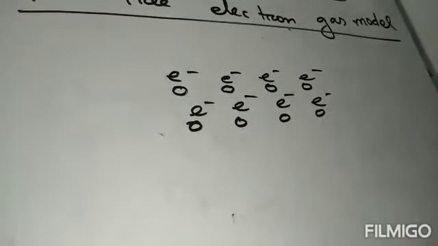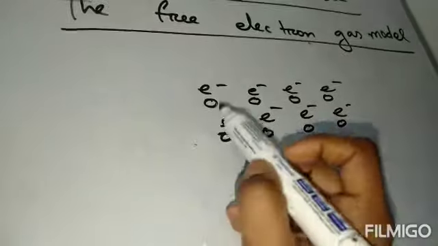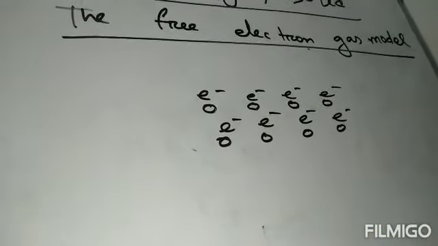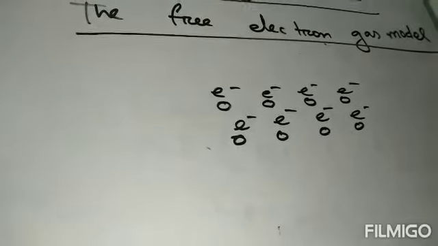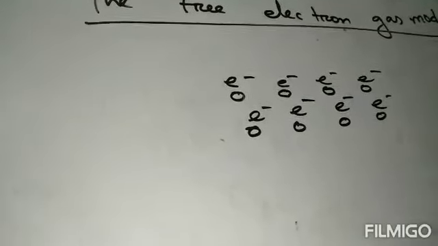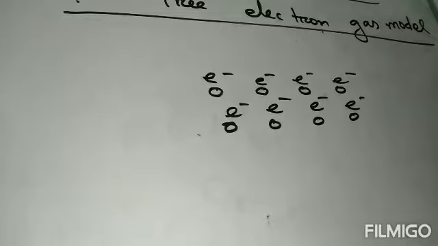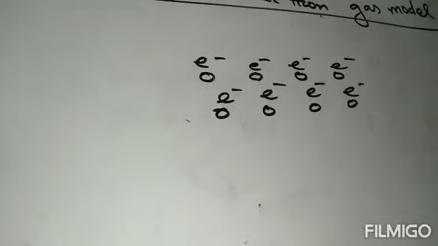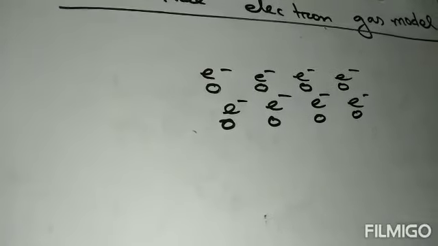So here atoms and electrons are attracted or repelled. There is attraction or repulsion between electron and atom. That's why there is an electrostatic force, like a repulsive force or an attractive force. So they are in equilibrium.